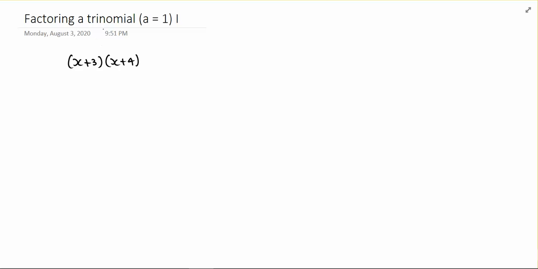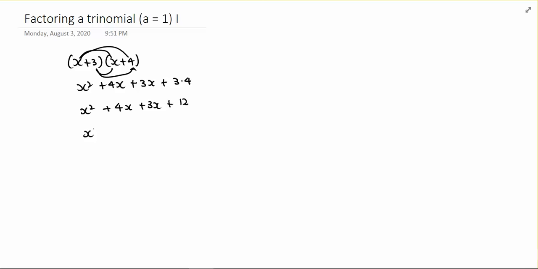And if we were to multiply this out, we get x squared plus 4x plus 3x plus, but I'm going to write this as 3 times 4. And yes, that's 12, but I want you to see very clearly in super slow motion how this works. And x squared plus 7x plus 12. Right? So this is the answer for multiplying.